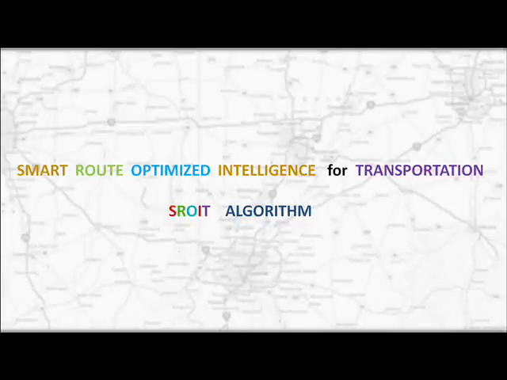Smart Route Optimized Intelligence for Transportation, SROIT Algorithm. Hi viewers, this algorithm and approach is to minimize the fuel consumption and utilize the resources at an optimum level. This will be very useful where mass transportation is deployed, like schools, colleges, and offices in many areas.